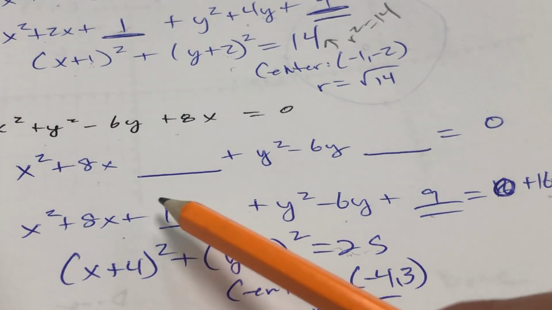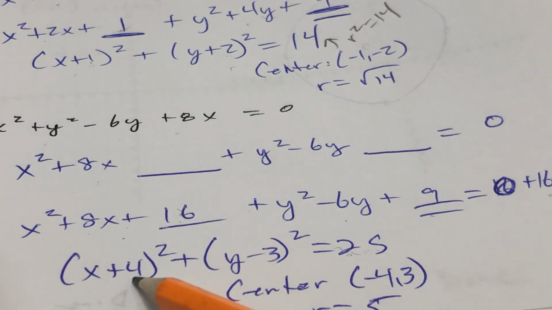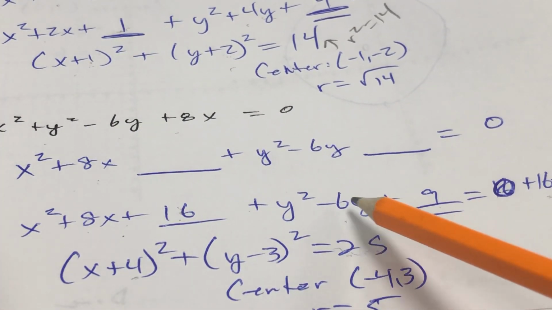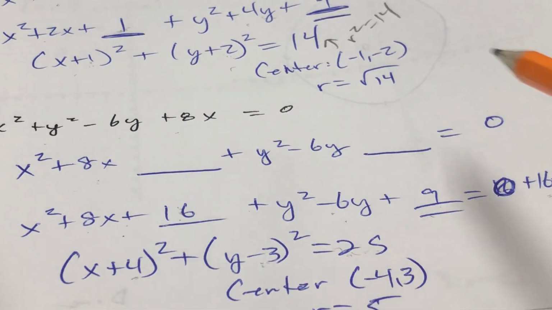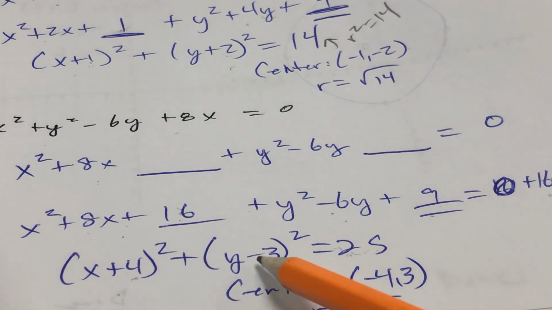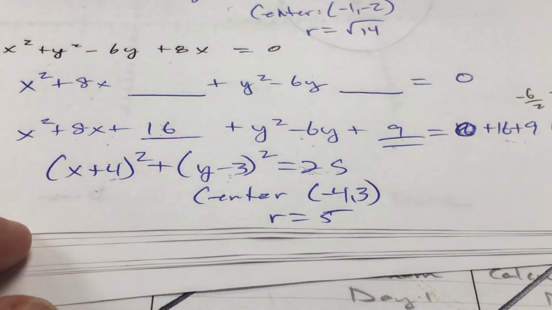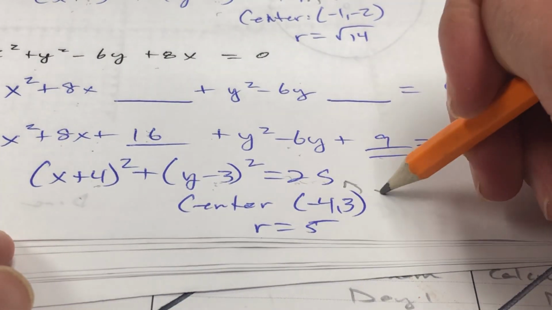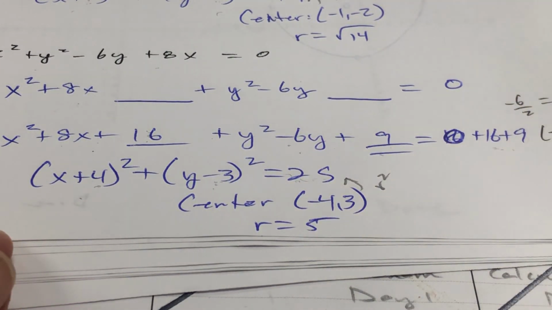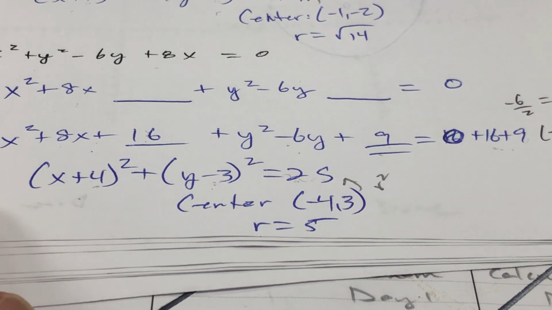What multiplies to 16, adds to 8? 4 twice. What multiplies to 9, adds to negative 6? Negative 3 twice. So the center is negative 4, positive 3. And r squared is 25, so r is 5.